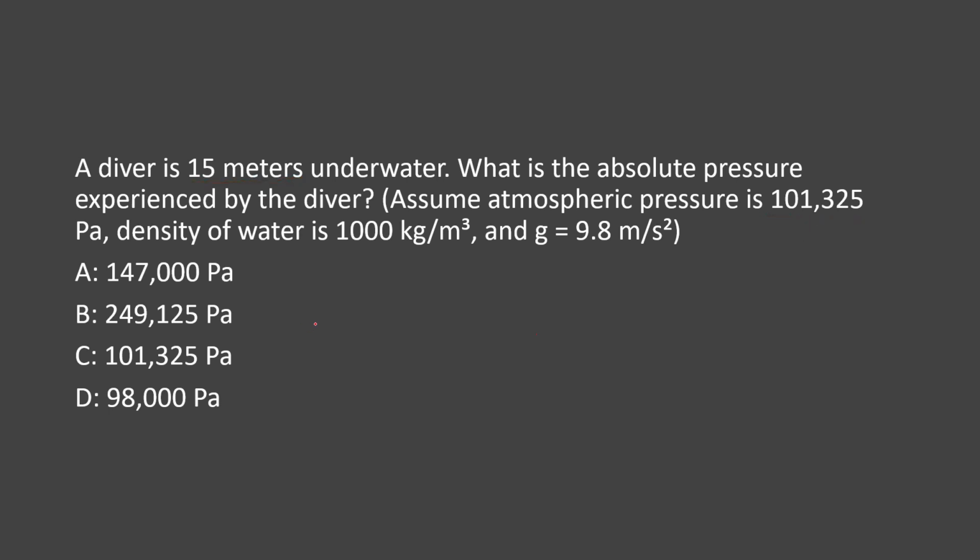And so what we're going to do is first figure out the hydrostatic pressure, which is rho g h, right? So 1,000 times g, which I'm going to say is 10, times h, or their depth, which is 15. And so the pressure is going to be 150,000 pascals. And then, of course, we're going to add to that about 100,000, right? So it's going to become about 250,000 pascals. And so the correct answer here is going to be B, 249,000 pascals, right?